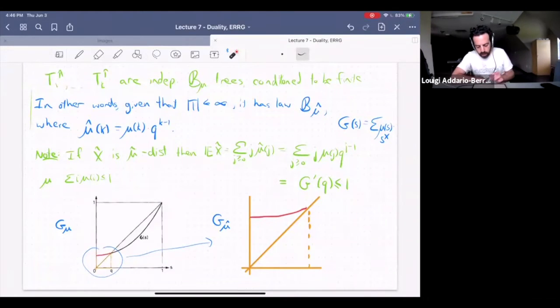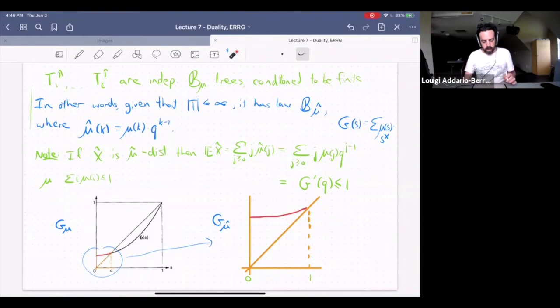So in fact, you can find the moment generating function of mu hat by just zooming in on this quadrant of G mu. If you take this picture down here and blow it up to live on the interval 0, 1 instead of 0, q, then what you have here is precisely the moment generating function of mu hat. So that's a nice way to think about what's happening when you condition to be finite.